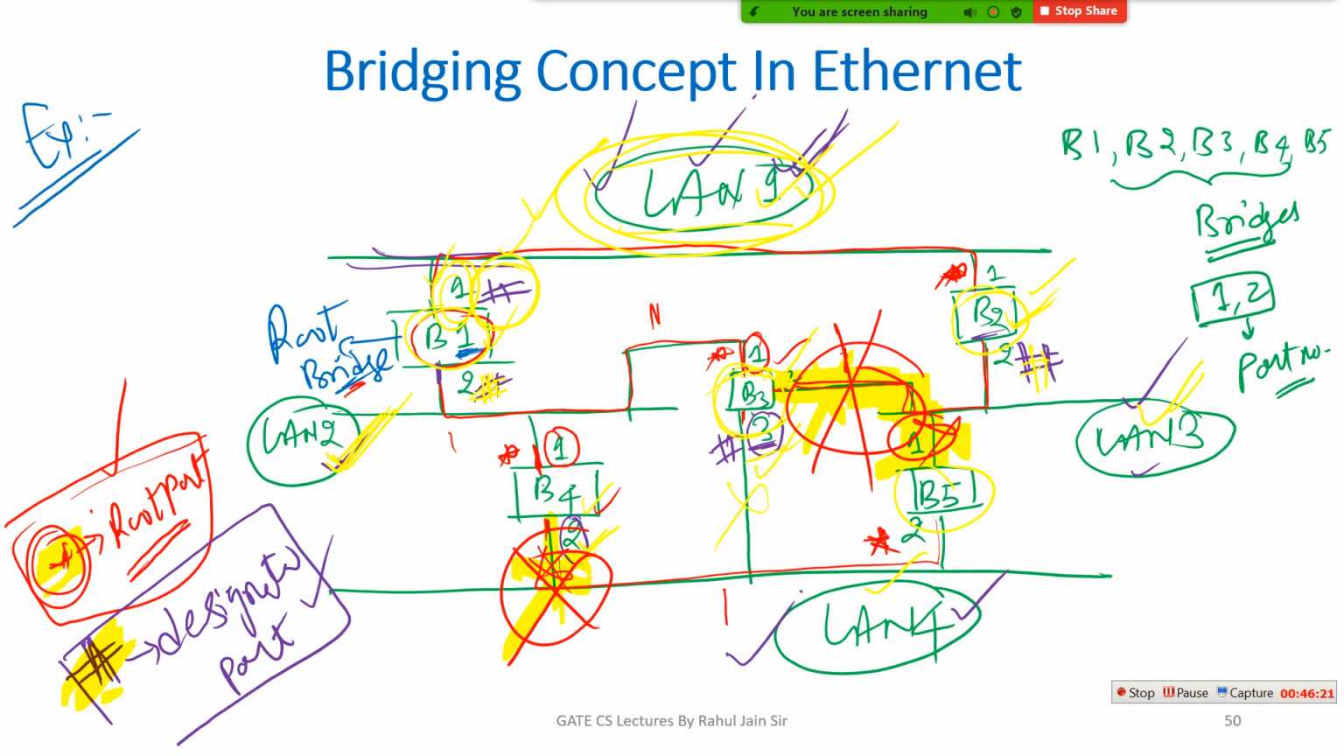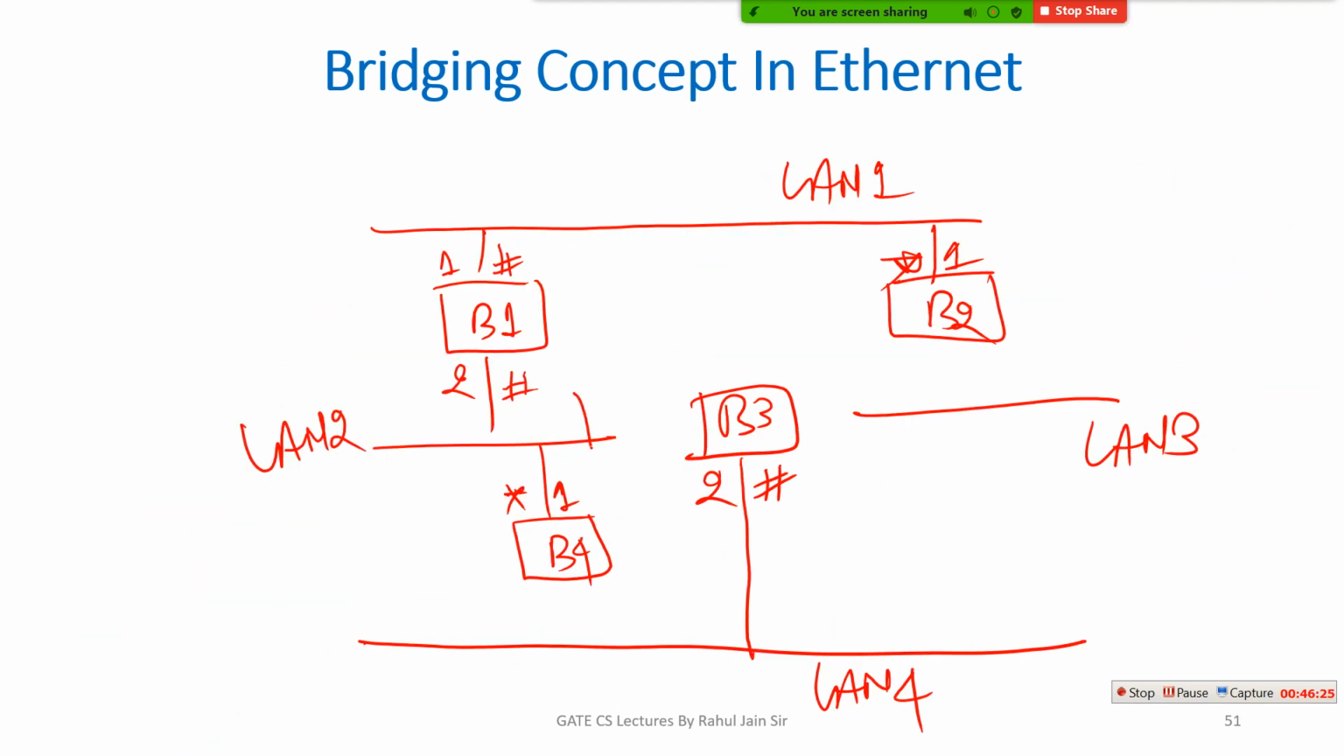And I also have my star marking, which means I need to connect B4 with B3. I need to connect B4 to B3 with port 1. It is port 3, right? It is port 1 and I have a star mark here.